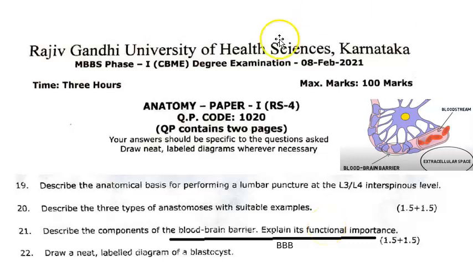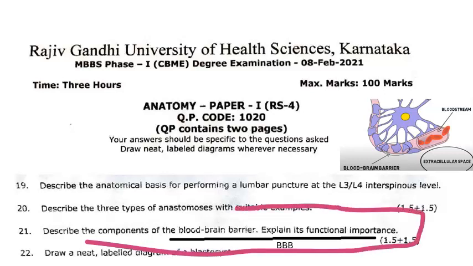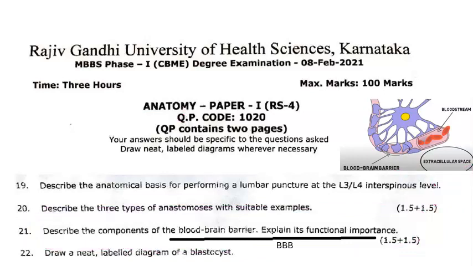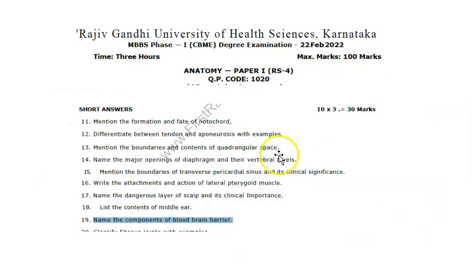Hello people, in this video let us look at this question. Components of blood-brain barrier, explain its functional importance. They have asked for 3 marks only. As it is only for 3 marks and this is a recent anatomy final exam theory paper question, and it has been asked multiple times, you can be sure that it is an important question in general anatomy.